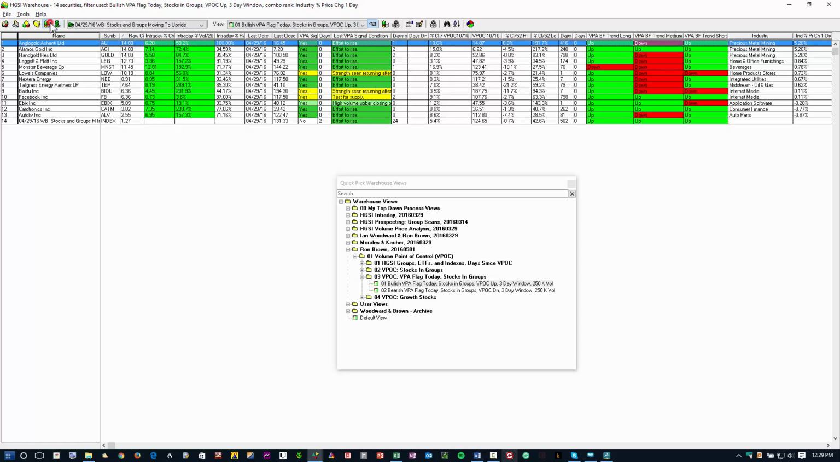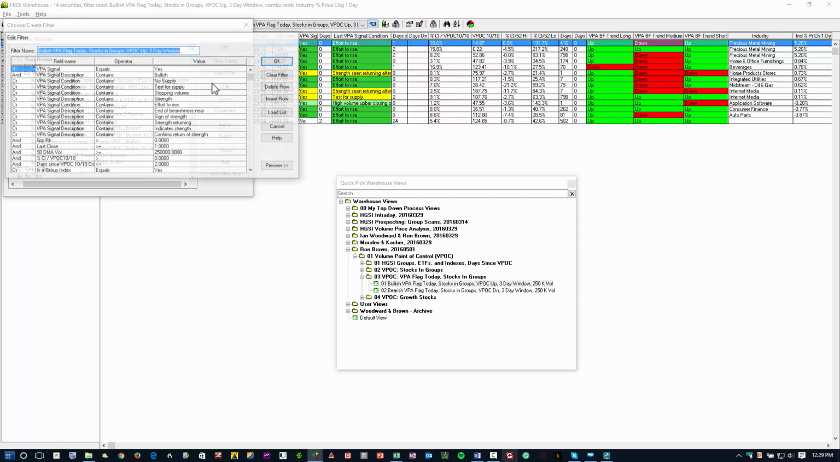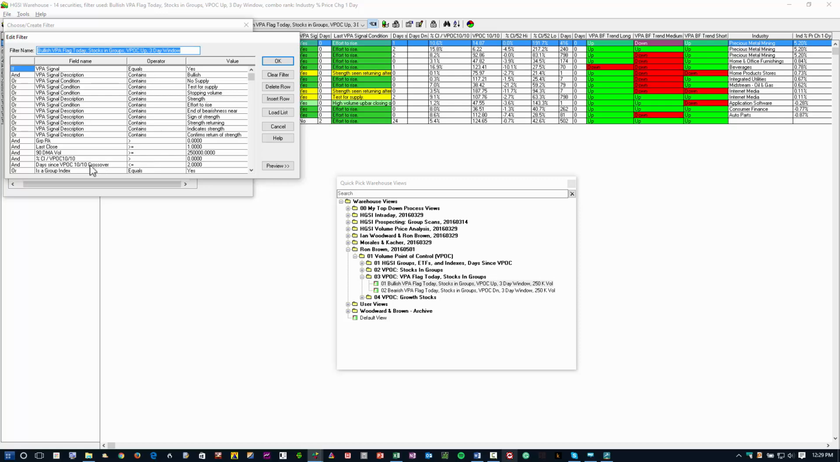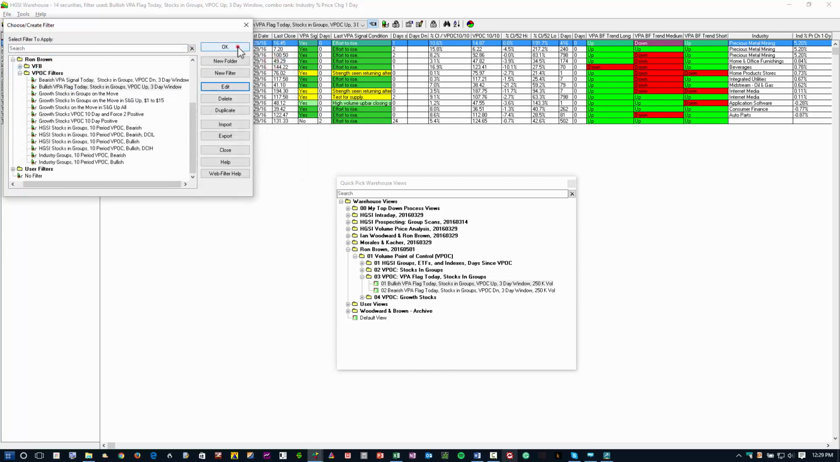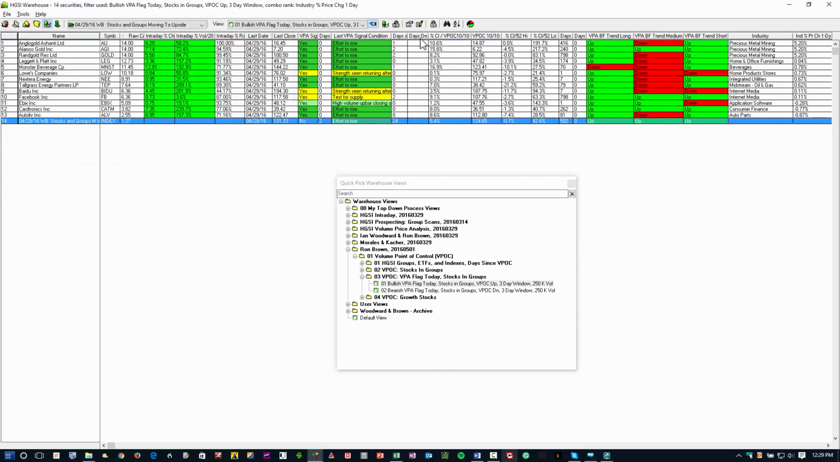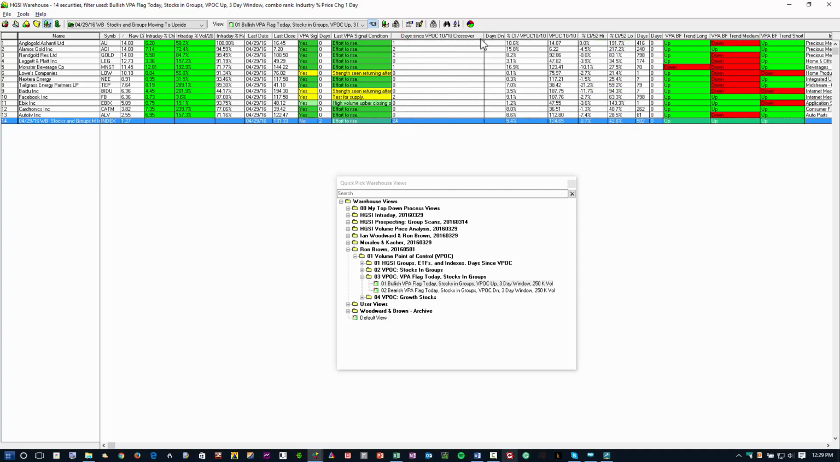Let's just take a look at this. Make sure my window is correct. Yes, days since. All of these are bullish signals. Days since the VPOC 1010 crossover less than or equal to, which gives me a 3-day window. So you can see the days since the VPOC crossover, all of these are under 3.